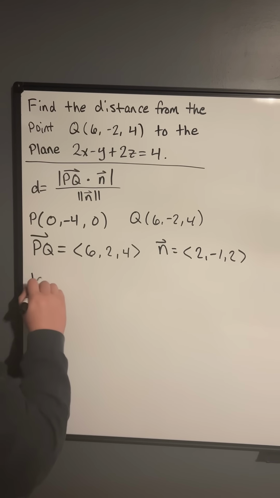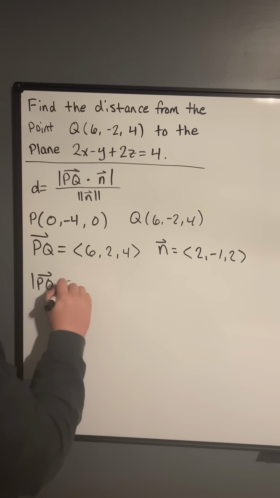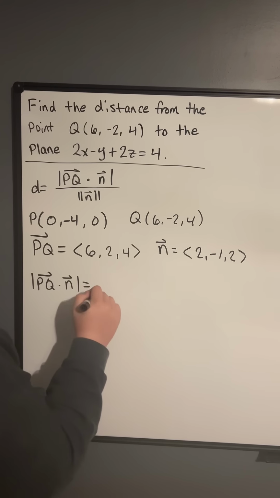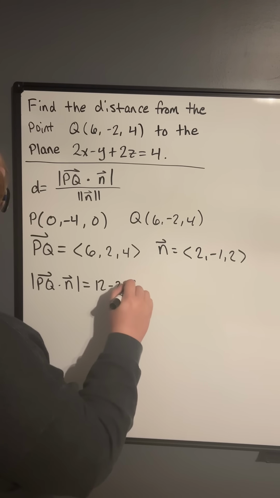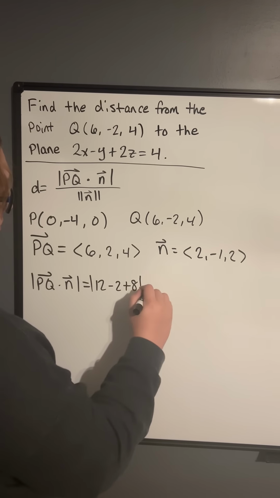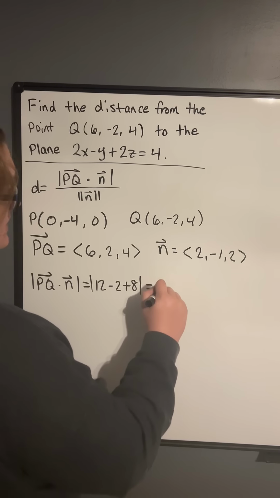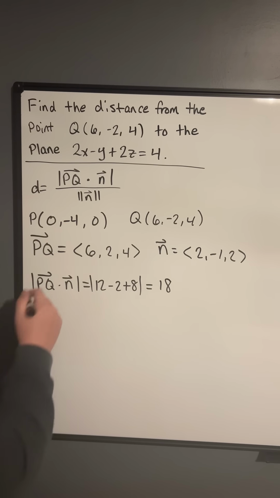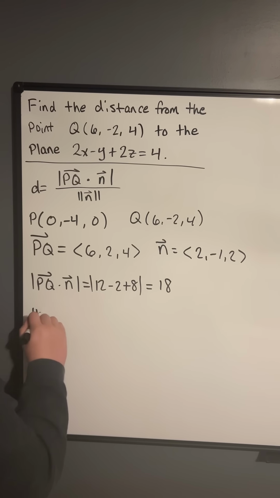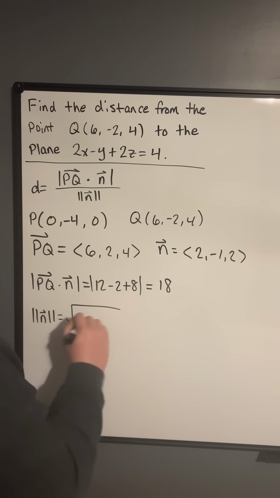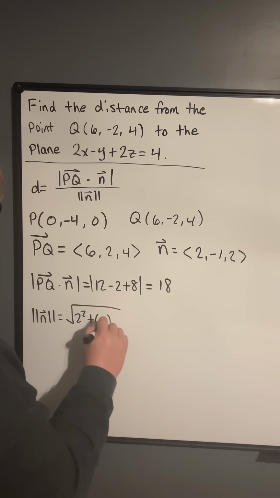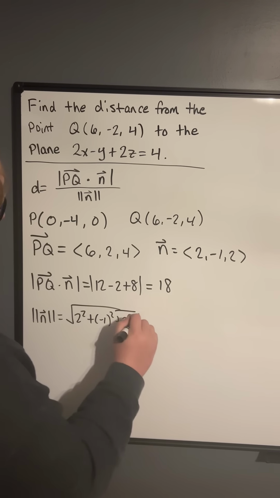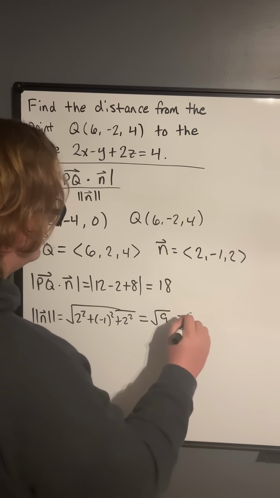Now we need the absolute value of PQ dotted with n, right? And this is going to give me 12 minus 2 plus 8. It's still an absolute value, but that's going to be a positive number, and it's going to be 18. Now the only other thing that we need for the distance is the magnitude of the normal vector. The magnitude of the normal vector is the square root of 2 squared plus negative 1 squared plus 2 squared, which is the square root of 9, which is equal to 3.